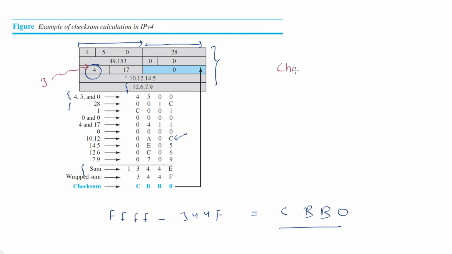So let me write it here. Checksum gets calculated at every router, right?